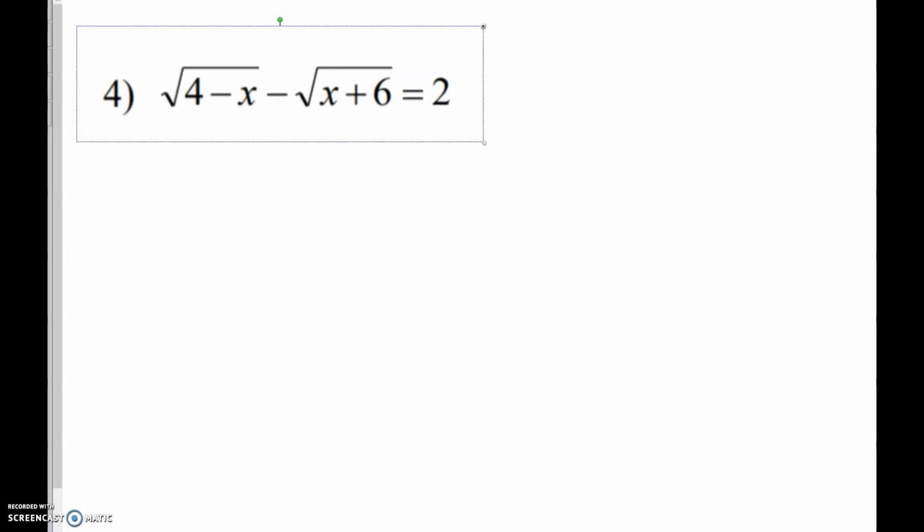So we isolated that radical and then raised both sides to the inverse of whatever root you were taking. So if it was a square root, you squared both sides. If it was a cube root, you cubed both sides. So today we're going to take a look at when we have an equation with more than one radical. So let's take a look at the first example here.